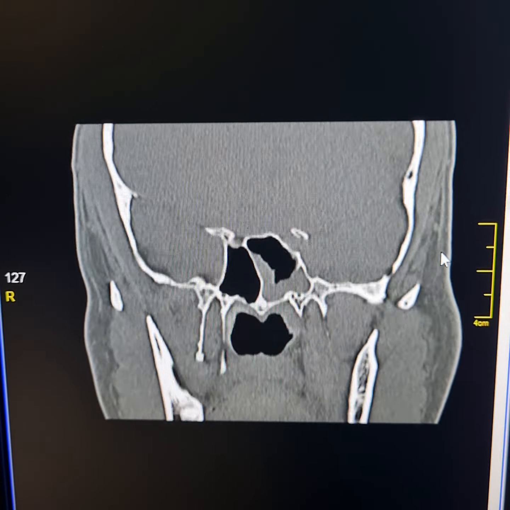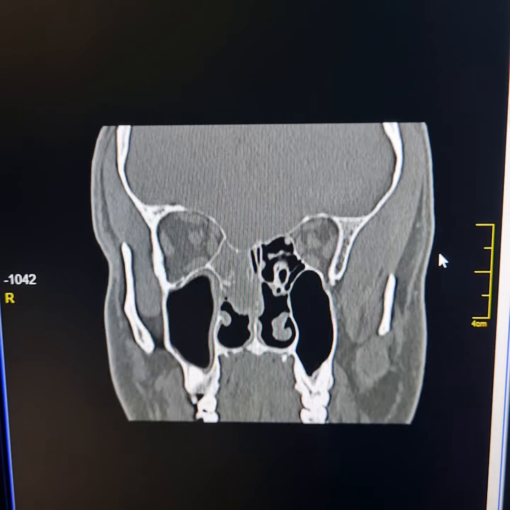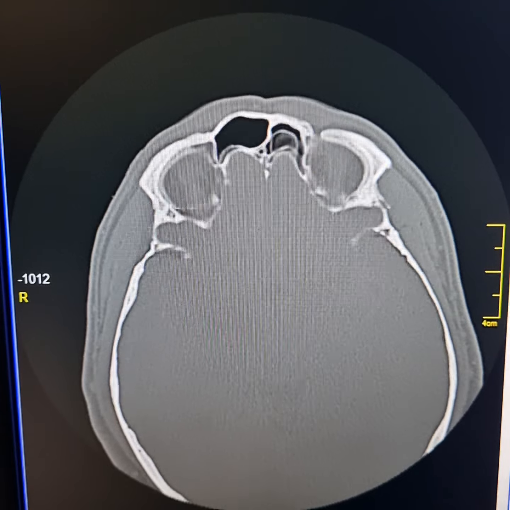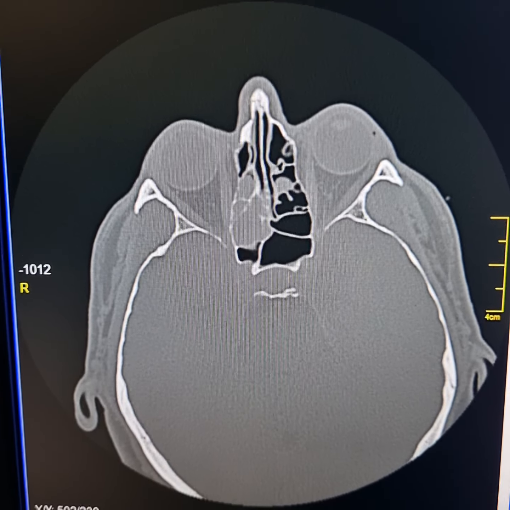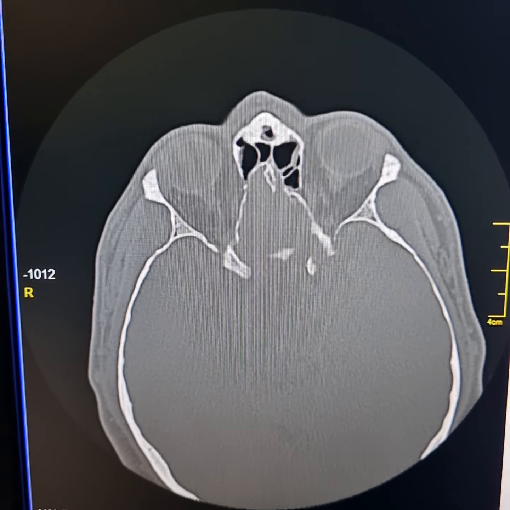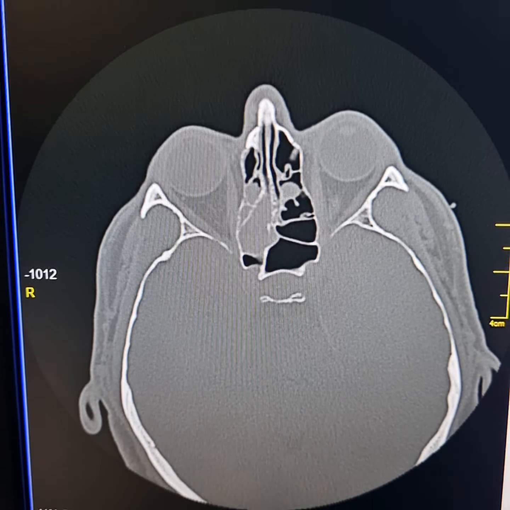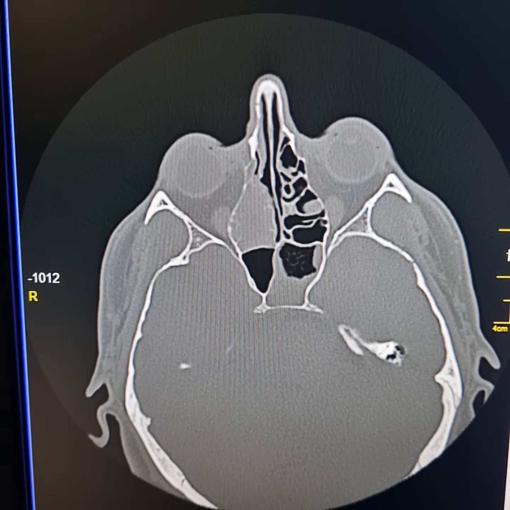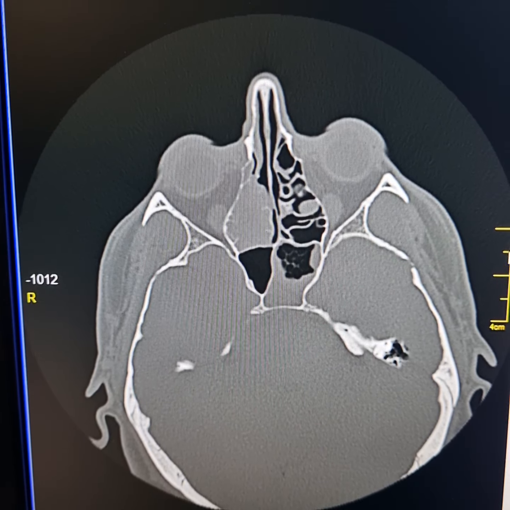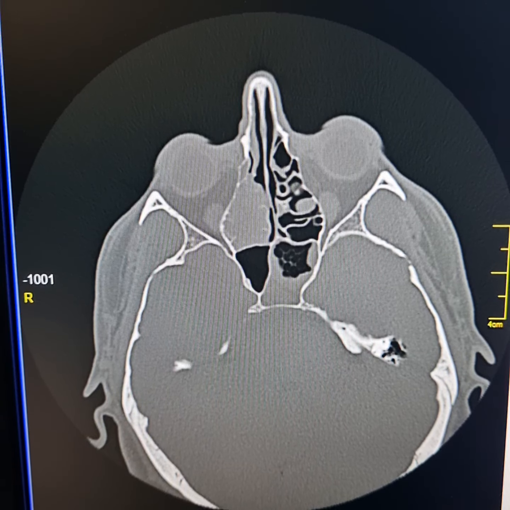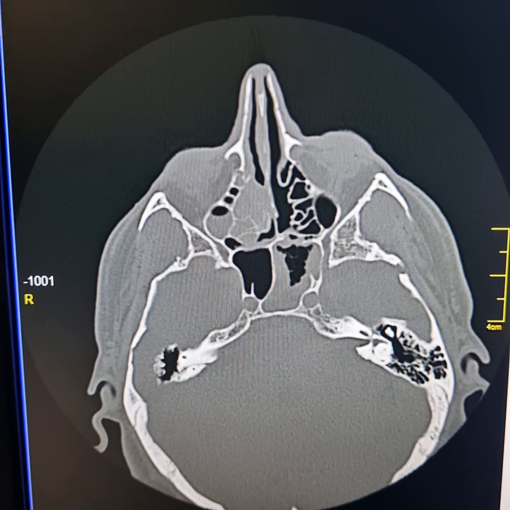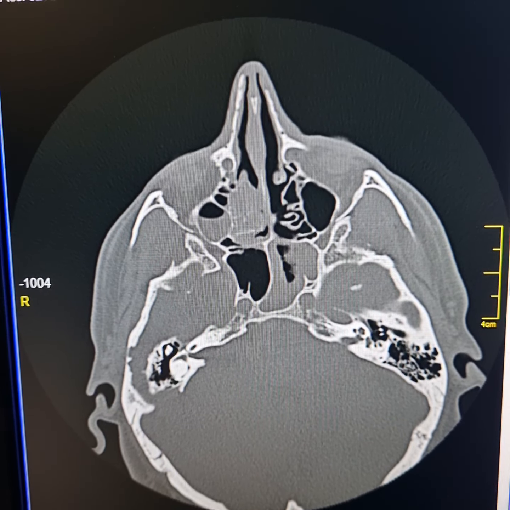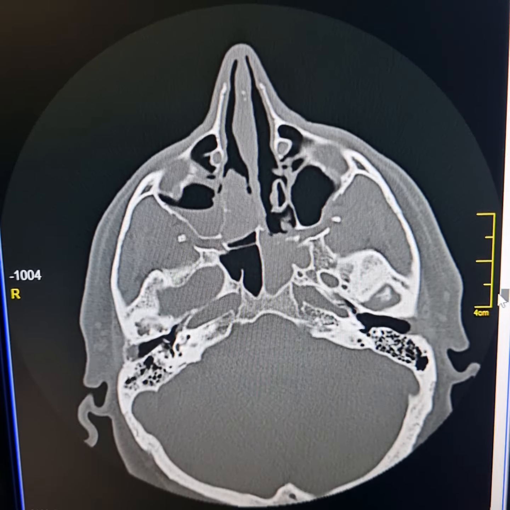Inflammatory mucosal thickening in left sphenoidal sinus and right maxillary sinus. Axial scan, bone window details from above downwards. Continuation of soft tissues into right ethmoidal sinus and upper part of right nasal cavity, suggestive of the extension of frontal lobe into the ethmoidal sinus and the nasal cavity.